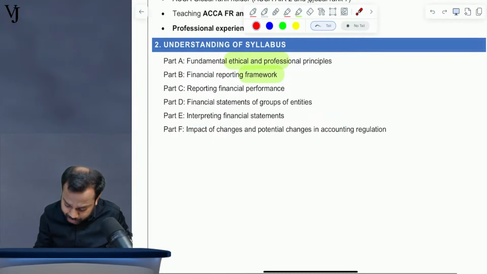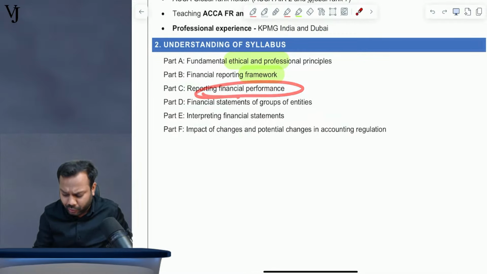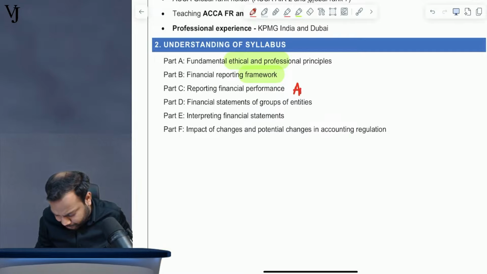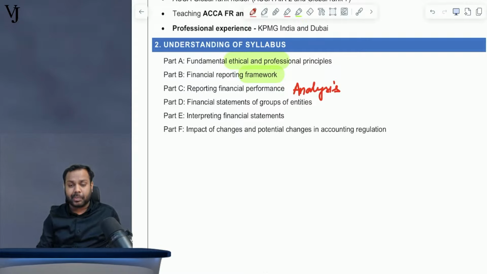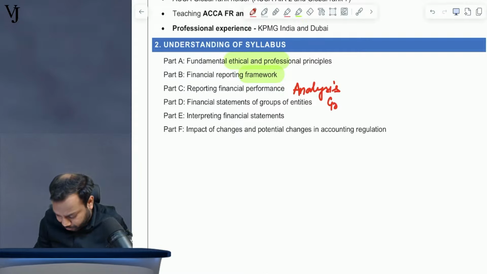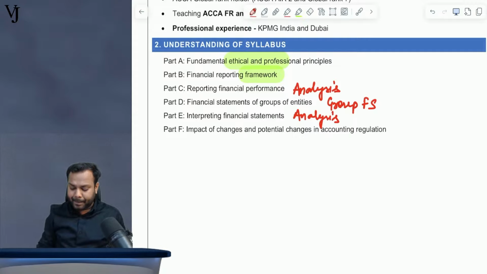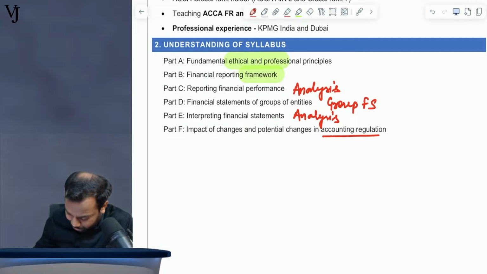The third is financial reporting performance, which is nothing but the analysis of the financial statements. Then comes financial statements of the group companies, that is called group FS. Then comes interpreting financial statements, again called analysis. Then impact of changes and potential changes in accounting regulation, this is called current issues.